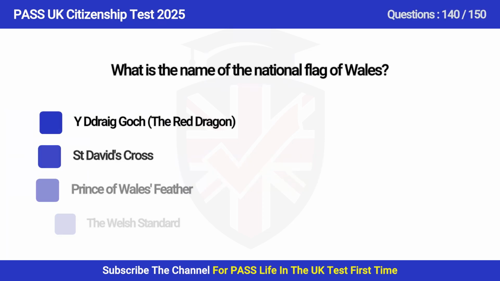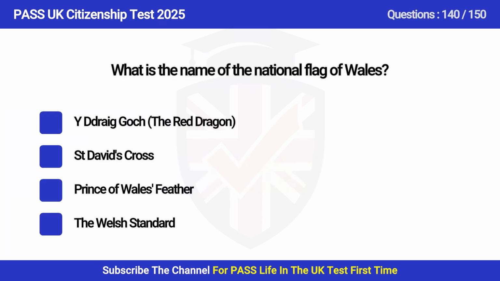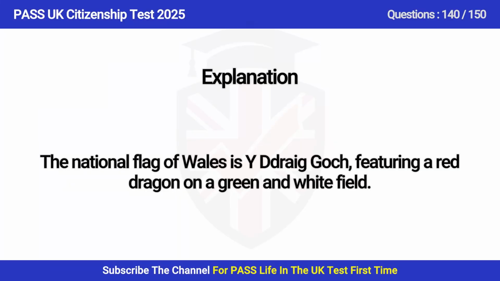Question 140. What is the name of the national flag of Wales? A. Y Ddraig Goch, the Red Dragon. B. St. David's Cross. C. Prince of Wales Feather. D. The Welsh Standard. Answer is A. Y Ddraig Goch, the Red Dragon. The national flag of Wales is Y Ddraig Goch, featuring a red dragon on a green and white field.